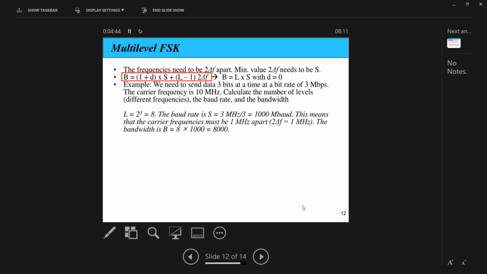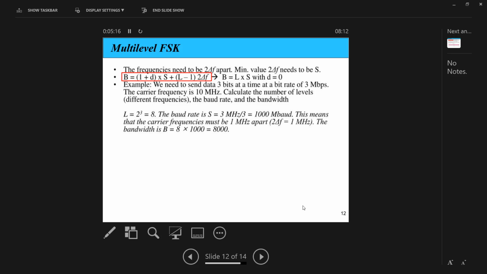The general case of a multi-level FSK: if we need to send multiple bits at the same time, we need to increase the R. So in this case, we'll increase the number of levels because we will have many combinations. For example, if I have 3 bits I need to send at the same time, we'll have 8 combinations. So we should have 8 levels. So 8 levels should be represented by 8 frequencies if we use the multi-level FSK.